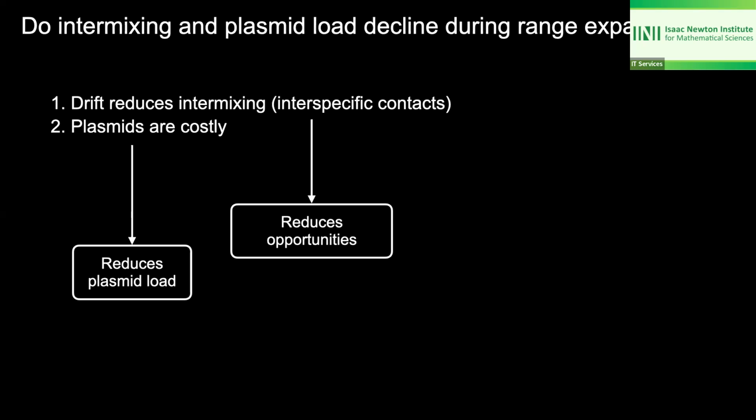So as a first step, though, we just wanted to verify that intermixing and plasmid load do indeed decline during the range expansion process. So this is just doing expansion of a plasmid-free and a plasmid carrier in the absence of selection.